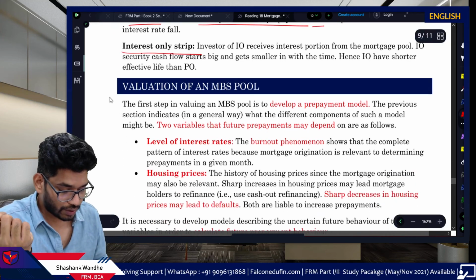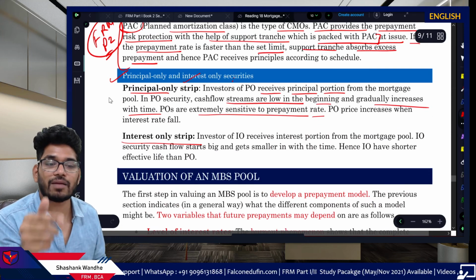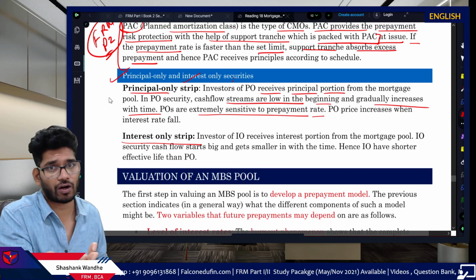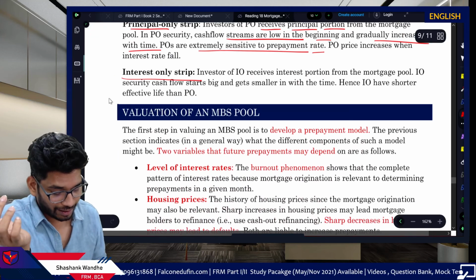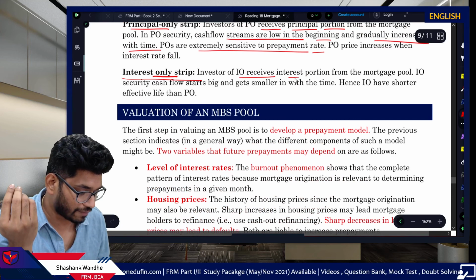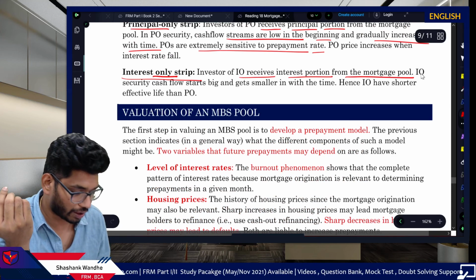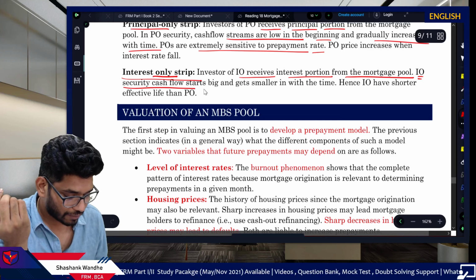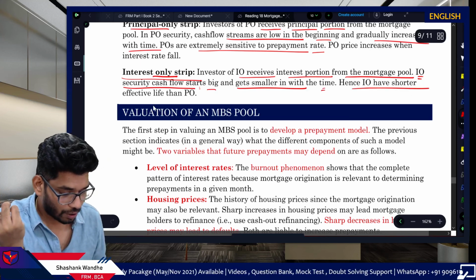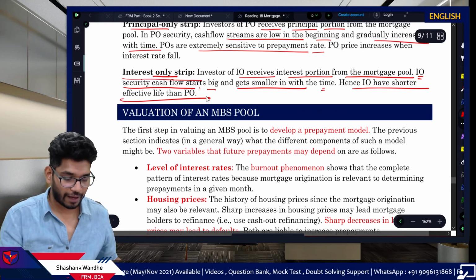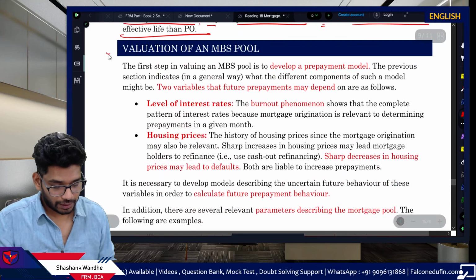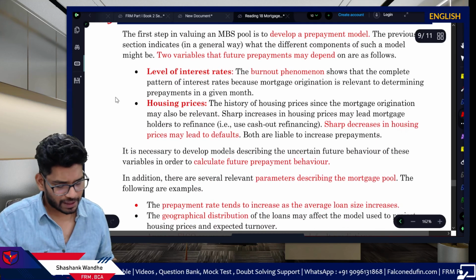Second, interest only securities. If the prepayment happens, obviously the principal only strip investor will bear all that prepayment risk, right? Then there is an interest only strip. Interest only strip is IO strip. So IO receives interest portion from the mortgage pool, and IO security cash flow starts big and gets smaller with the time. Hence, IO have shorter effective life than PO. Okay.